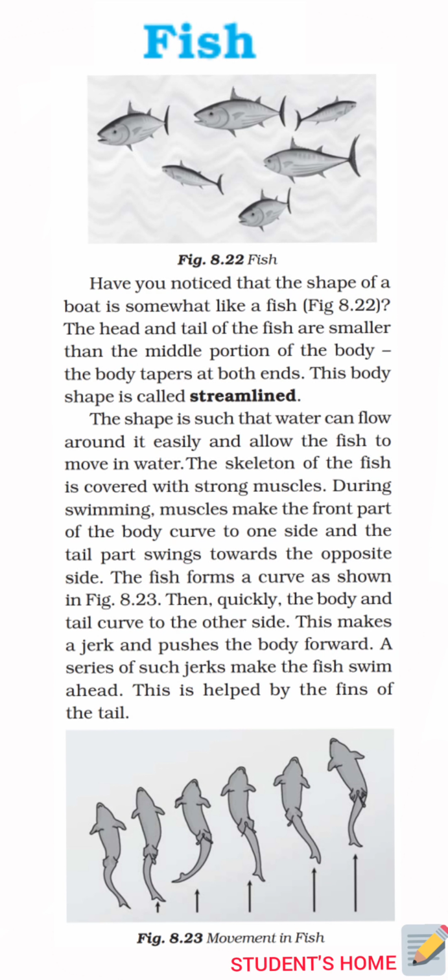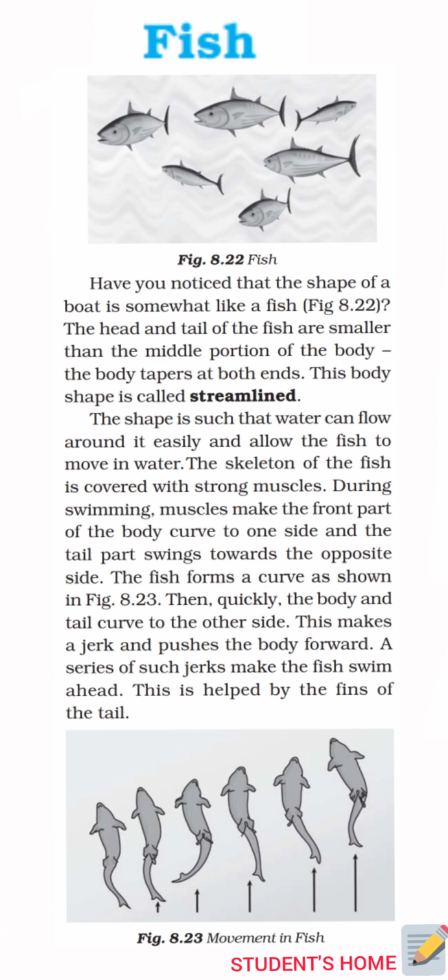The skeleton of the fish is covered with strong muscles. During swimming, muscles make the front part of the body curve to one side and the tail part swings toward the opposite side. The fish forms a curve as shown in figure 8.23. Then quickly the body and the tail curve to the other side. This makes a jerk and pushes the body forwards.